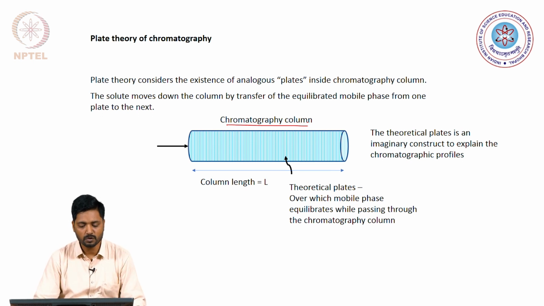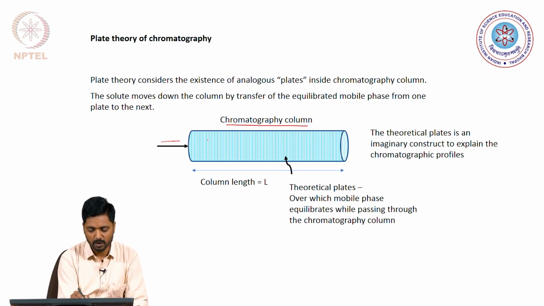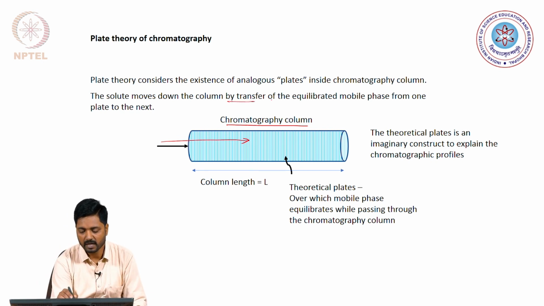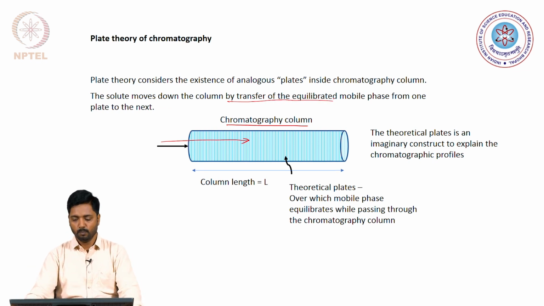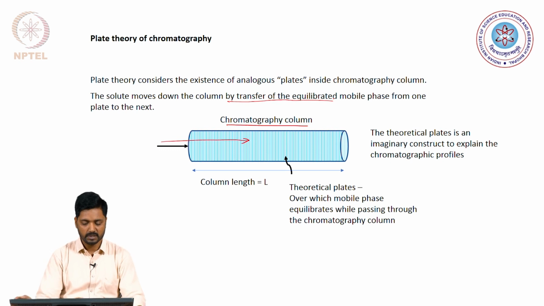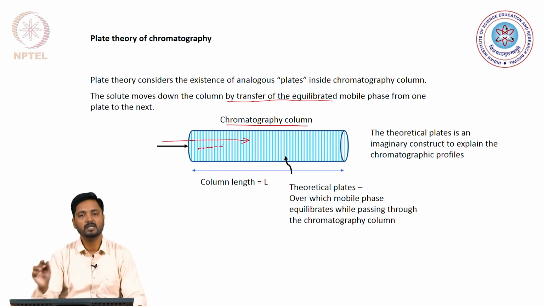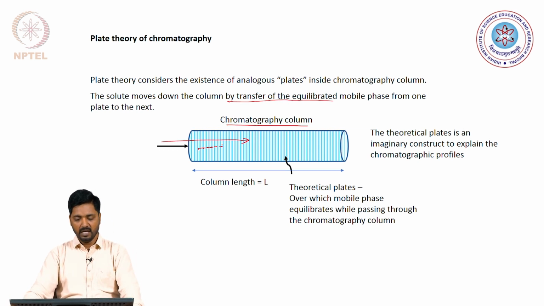Now, the solute moves down this column or across this column in this particular orientation by transfer of equilibrated mobile phase from one plate to the next. So, what is happening is at each plate there is an equilibration that is supposed to happen as the mobile phase moves, and the equilibration of the solute also happens between the mobile phase and the stationary phase, and that allows us to achieve separation of the different analytes within the column.